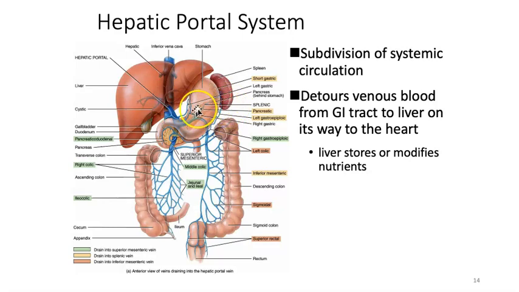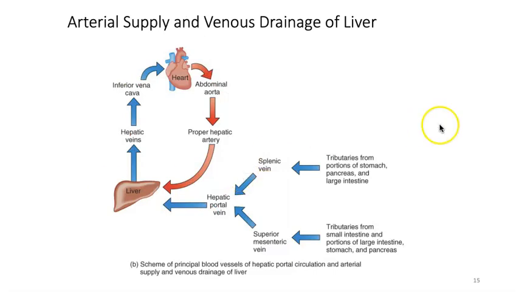So what you see is all of these veins coming from the small and large intestine as well as the stomach. They are all going into this one vein, which will then take blood through the liver for processing before it eventually goes into the inferior vena cava. And that's what this is showing you. So again, parts of the pancreas, the stomach, large intestine, and small intestine are all going to join up into this hepatic portal vein to take the blood through the liver back to the inferior vena cava, back to the heart.